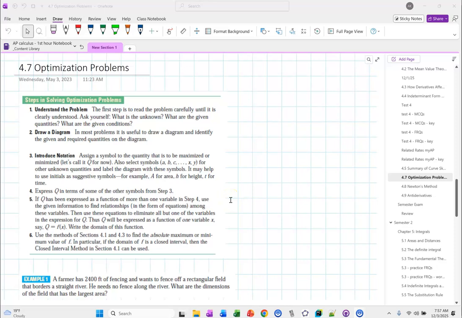So we have an outline of how to approach these problems. The first step is to understand the problem. You've got to read the problem. You've got to really read it until you understand what's happening. You should be thinking about what the unknowns are, what the givens are, and what conditions are put upon the problem.